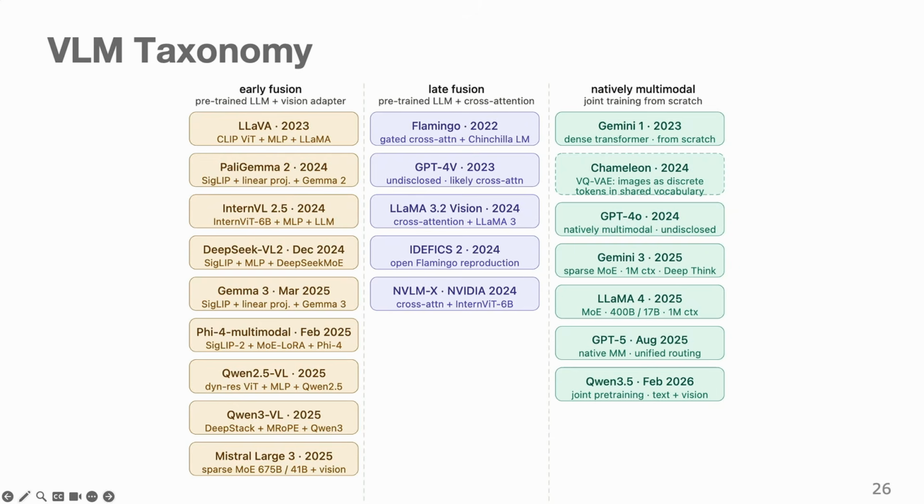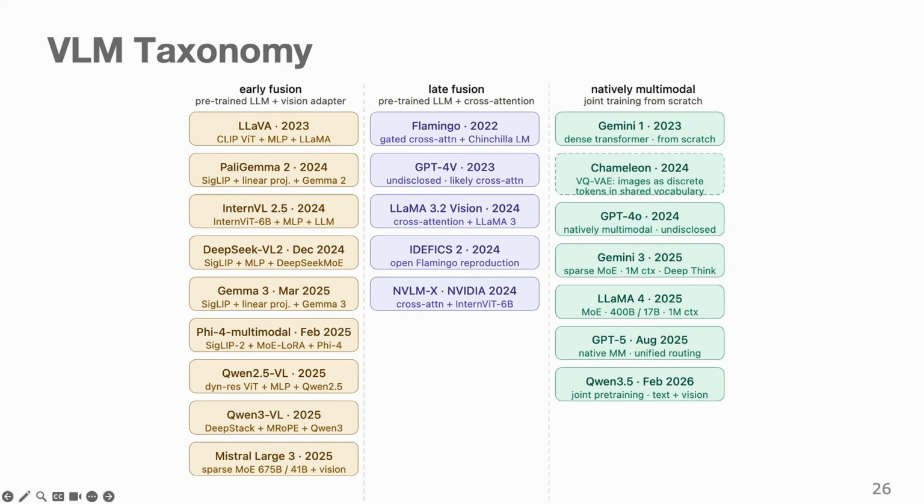Then late fusion in the middle is a bit of a smaller family. And then natively multimodal on the right is where big proprietary models are converging, like Gemini, GPT-4o, GPT-5, and also increasingly some of the bigger open source frontier models like Llama 4 or Qwen 3.5.